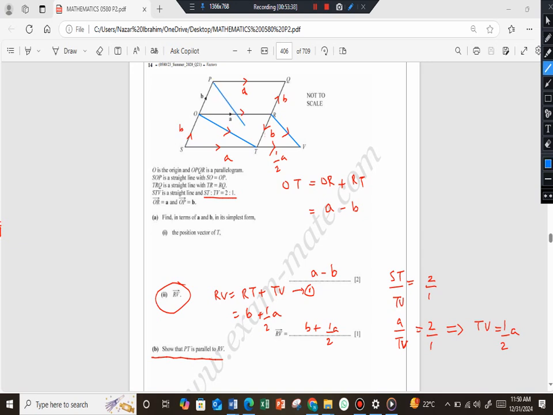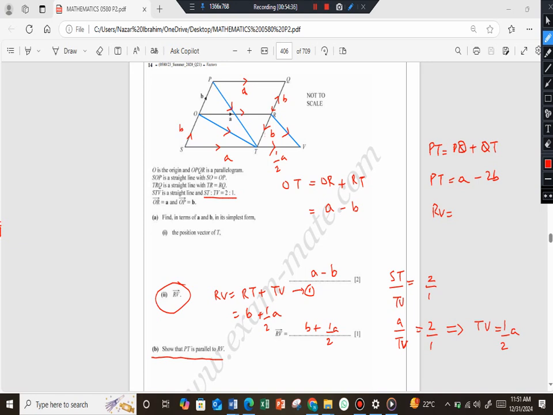First, we will calculate PT. PT is equal to PQ plus QT. PQ is equal to A, and QT is in the reverse direction, QR is equal to B, so RT is equal to minus B, so QT is equal to minus 2B. So PT is equal to A minus 2B, and RV, what we calculated over here, was B plus 1 upon 2 A.